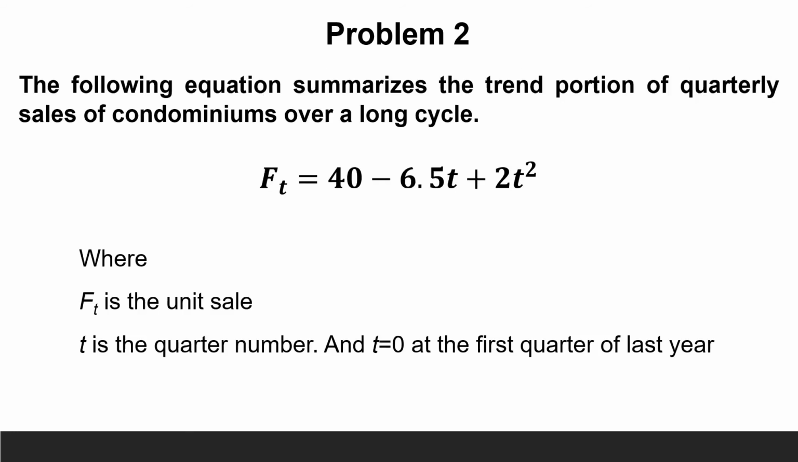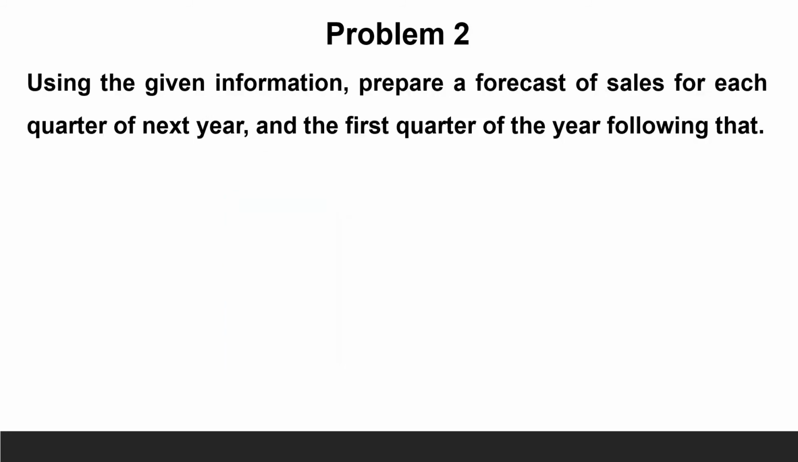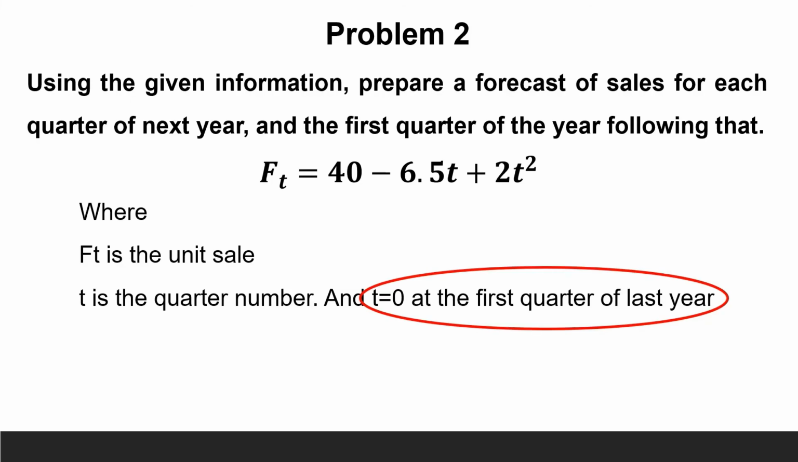The second problem. The following equation summarizes the trend portion of quarterly sales of condominiums over a long cycle. Sales also exhibit seasonal variations and the seasonal relatives are shown in the following table. Using the given information, prepare a forecast of sales for each quarter of next year, and the first quarter of the year following that. As stated in the trend equation, T equals 0 at the first quarter of last year. It is required to find the forecast for the next year and the first quarter of the following year.